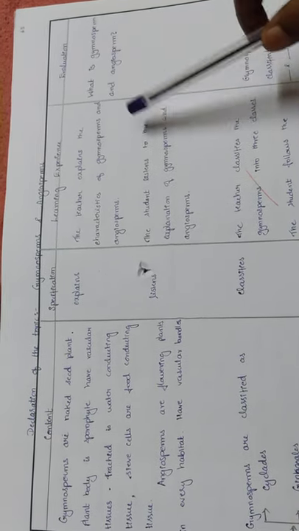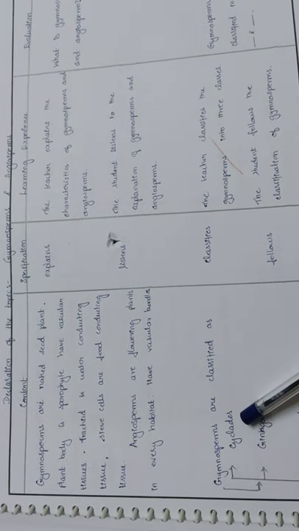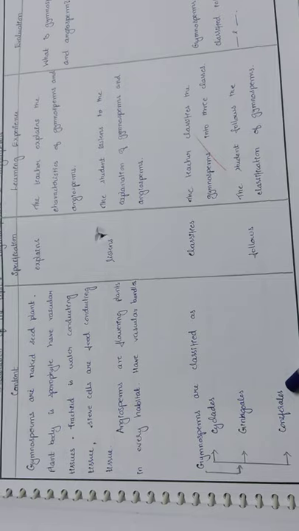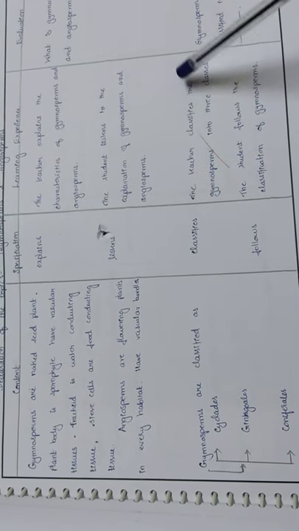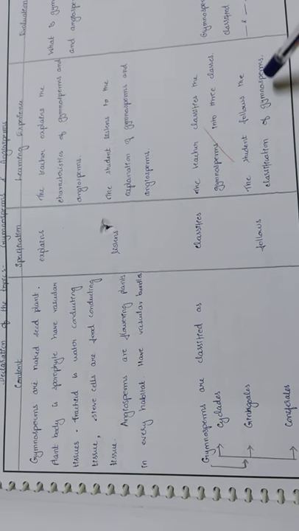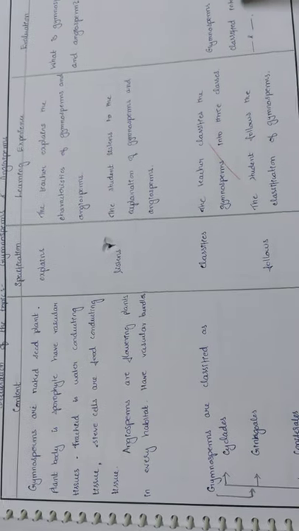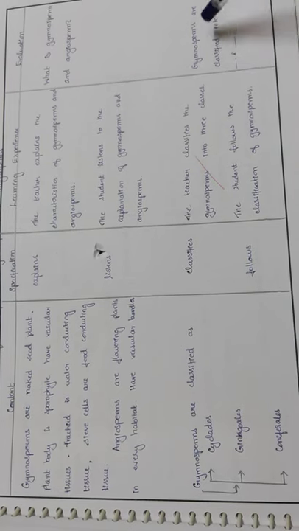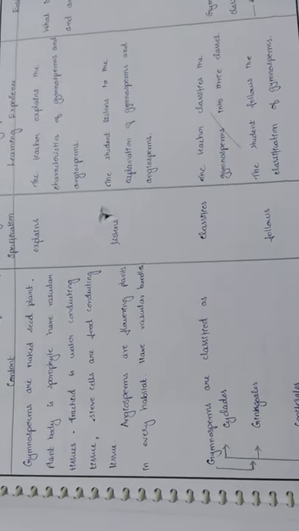What is gymnosperm and angiosperm? Gymnosperms are classified as cycadales, ginkgoales, and coniferales. So the teacher classifies the gymnosperms into three classes. The student follows the classification of gymnosperms. Evaluation, you can ask: Gymnosperms are classified into dash, dash and dash. It can also be in the fill-up form.